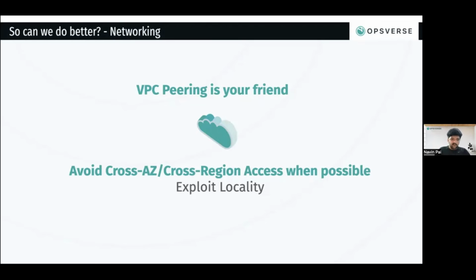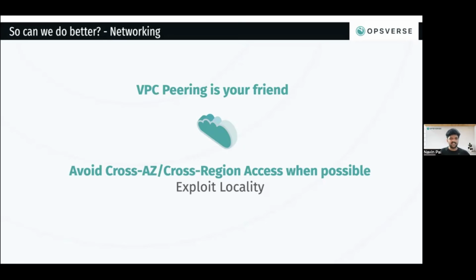And the second thing is avoid cross AZ or cross region access when possible. Now, what this means is that today, AWS, for example, charges you money if you have one application that's running in US East 1A and it tries to access a database in US East 1C, right? Then automatically you are paying for the cross AZ data access as well. So as much as possible, exploit locality. Now, this is a bit of a thumb rule. I don't think there's any way for you to completely get rid of cross AZ or cross region access, but as much as possible, always try to limit it.